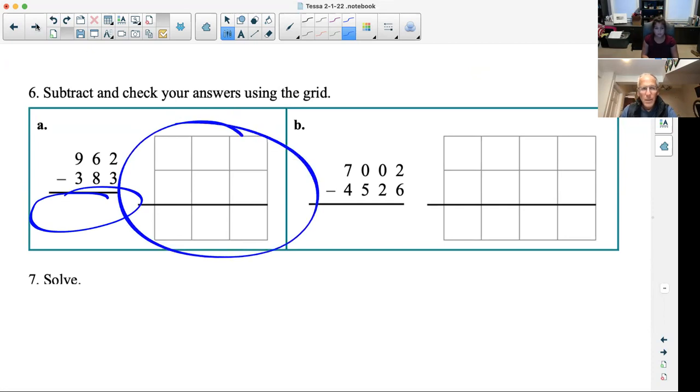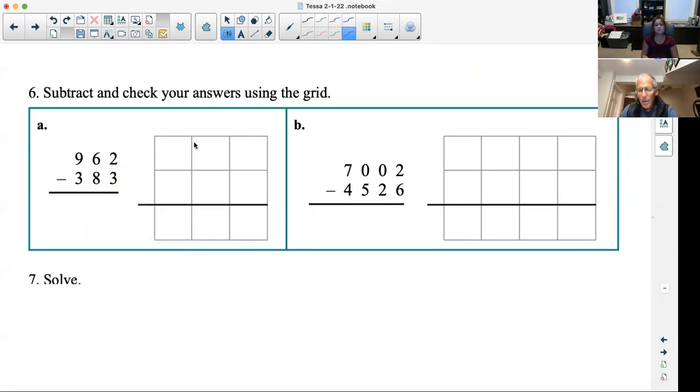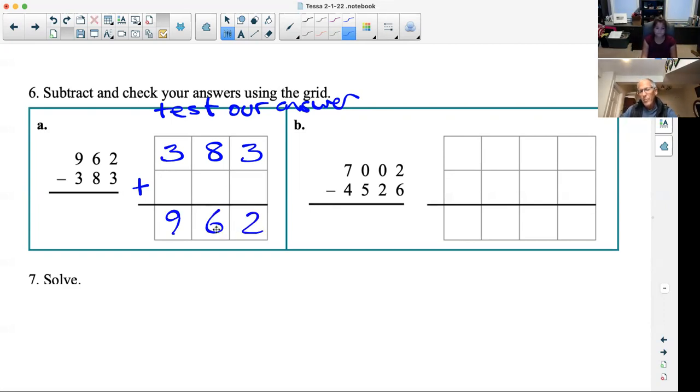Why do they give you this? Come on, what do we do? We have to check it. Our answer using what operation? I'm using adding. Yes. So whatever answer you get, you're going to add 383 to that answer, and it better equal 962. Okay. All right. So get started with your subtraction, please.